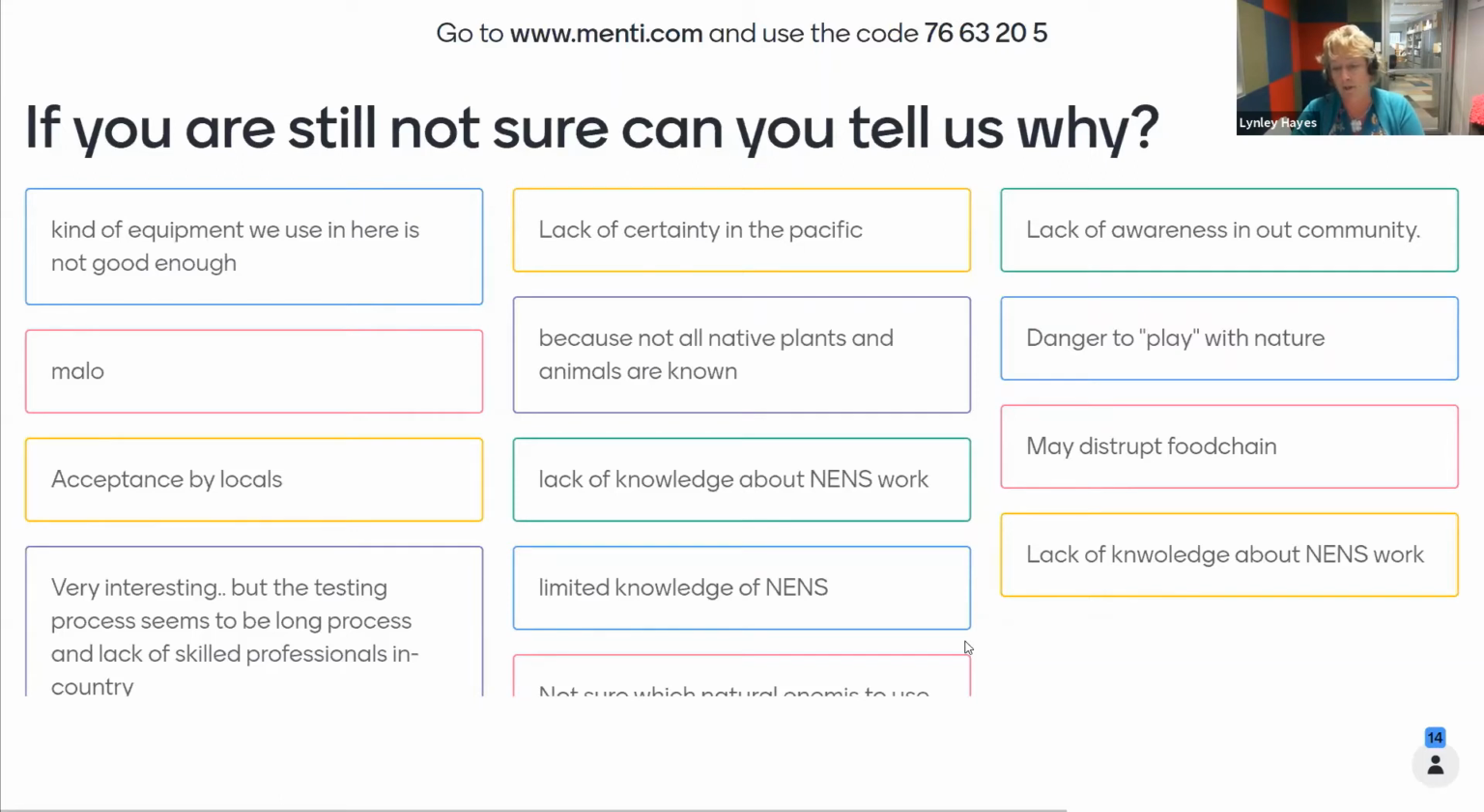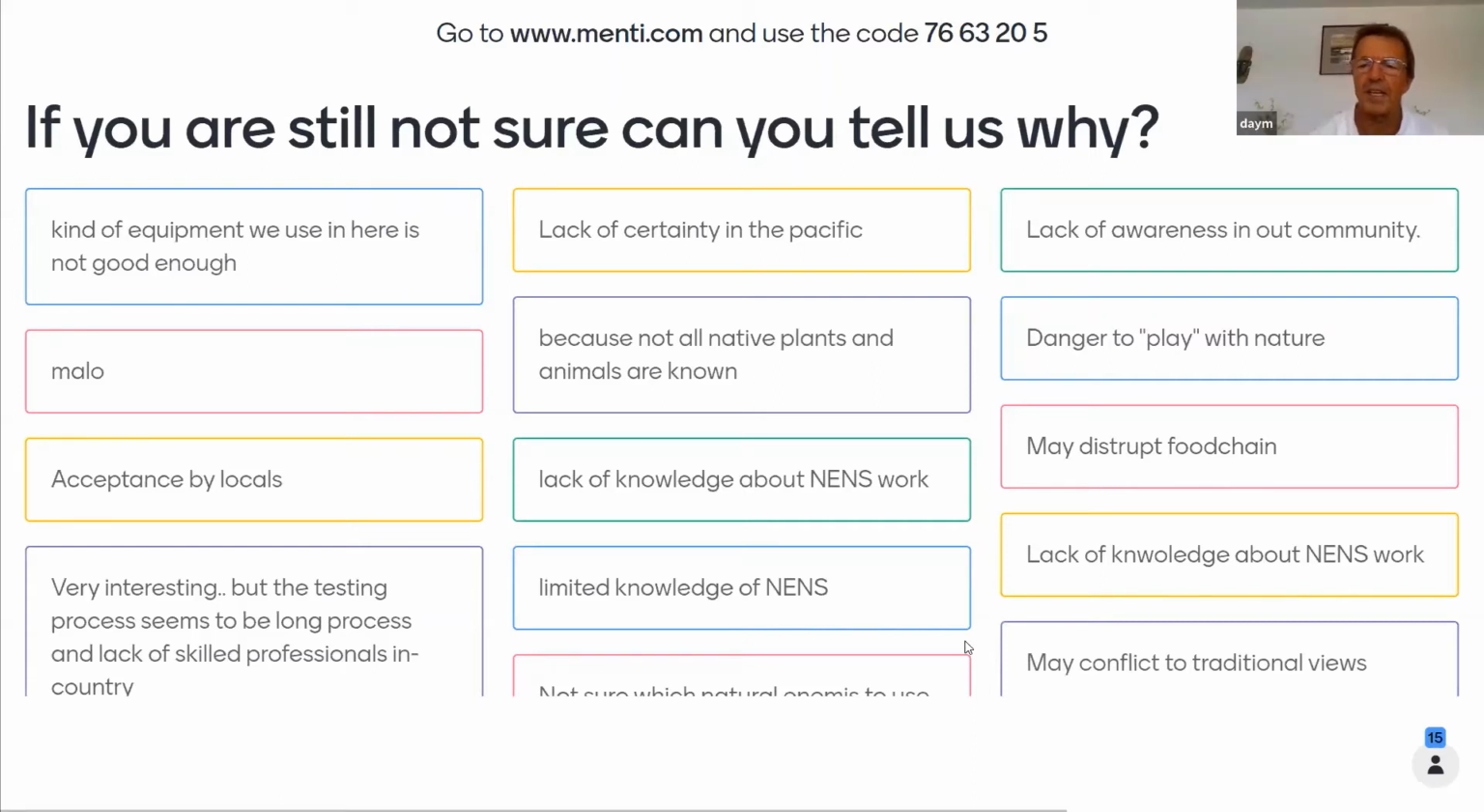Danger to play with nature. Yes, I agree, it is dangerous to play with nature if you don't know what you're doing. May disrupt food chain. I think the thing to bear in mind with that comment is that we're not actually playing with nature. What we're doing is introducing a natural enemy into an environment where it's absent. And so we're not actually playing with it, we're actually restoring the balance of nature. When we have weeds without control, they are actually disrupting nature. And what we're trying to do is put a balance back in.